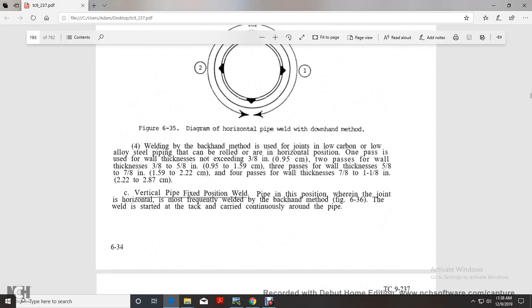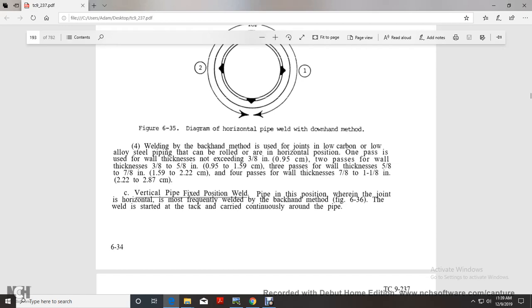Welding by the backhand method: joints in low carbon and low alloy steel piping can be rolled in the horizontal position. One pass is used for a wall thickness not exceeding 3/8 of an inch, 2 passes for a wall thickness between 3/8 and 5/8 of an inch, 3 passes for 5/8 to 7/8 of an inch, and 4 passes for 7/8 to 1 1/8 inches.